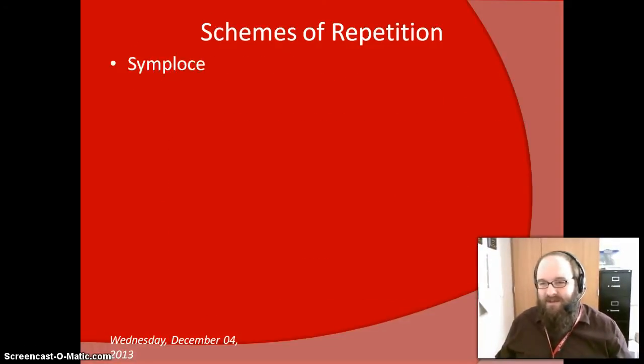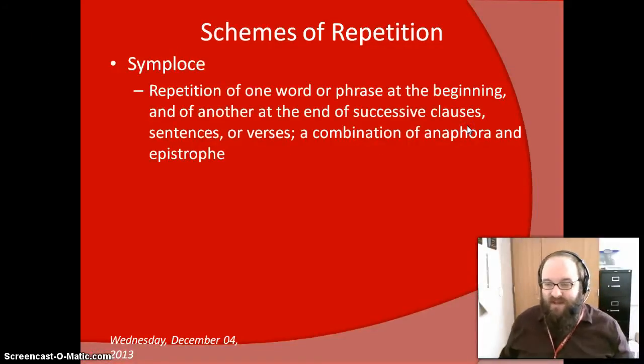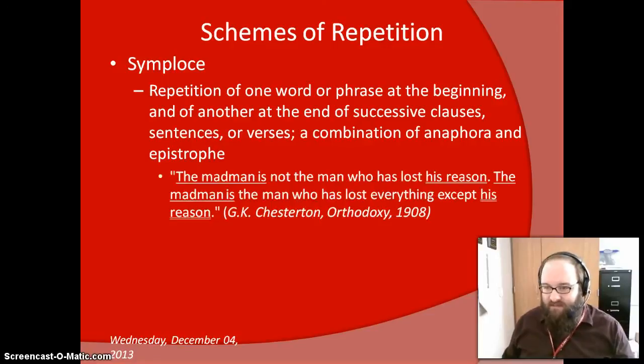Let's take a look at another one, symploce. Symploce is a combination of anaphora and epistrophe. It's the repetition of one word or phrase at the beginning and of another at the end of successive clauses, sentences, phrases, verses, whatever. It's, again, a combination of anaphora and epistrophe.